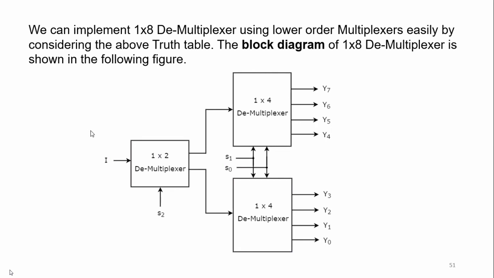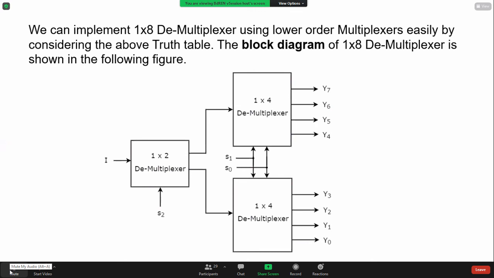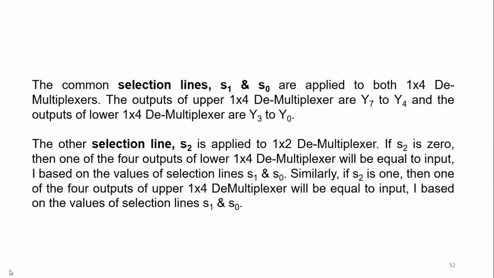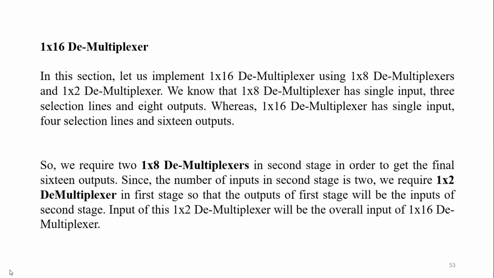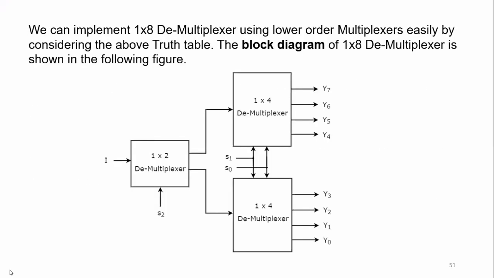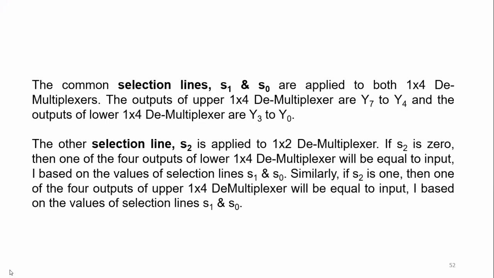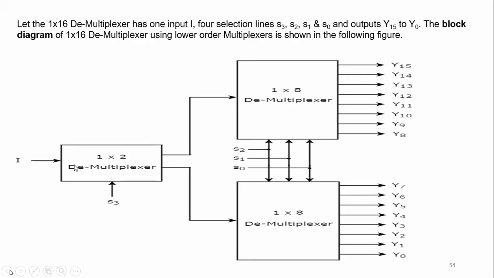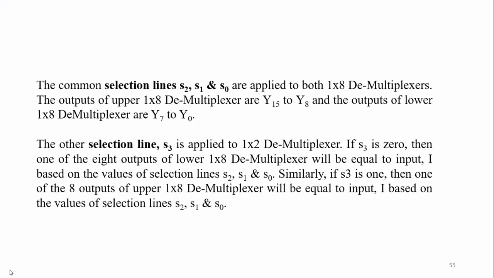I hope everyone has copied it. Yes, ma'am. It's done. So this weekend, all of you will read this slide. This slide description is given in slide number 52. Then you will read the 1 is to 16 demultiplexer. In the first step we use a 1 is to 2 demultiplexer. In the second step we use a 1 is to 8 demultiplexer. Then this is the description.